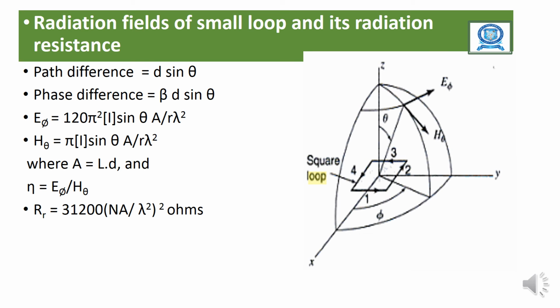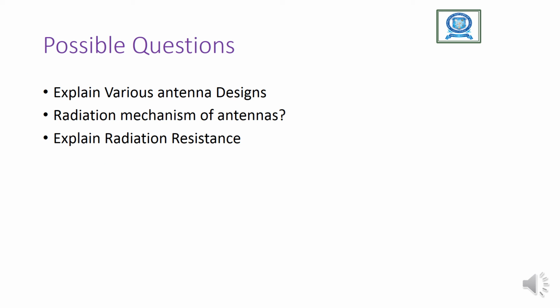Now we will see the radiation field of a small loop and its radiation resistance. Initially we take a path difference, as you can see in the diagram. We have taken the path difference as d sin theta and the phase difference as beta d sin theta, where E phi is equal to 120 pi square L sin theta A divided by r lambda square. This is the electric field, and the magnetic field, as we saw earlier, E phi and H theta are denoted, where A is equal to L into D. This is how we calculate the radiation field of a small loop antenna.